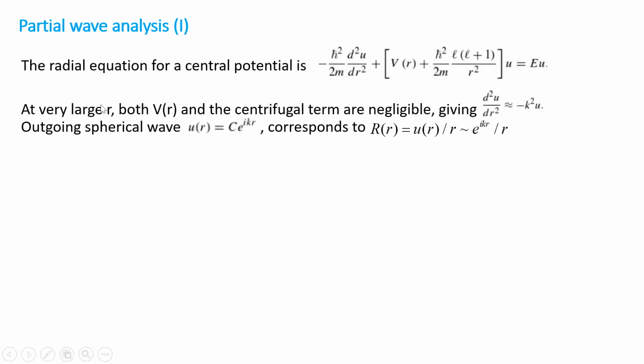So at very large r, v of r is going to become negligible, because v of r can't extend forever. It has to drop off. At very large r, its influence will drop off. The centrifugal term here will also drop off because it goes as 1 over r squared. So as r gets very large, both v of r and the centrifugal term are negligible.